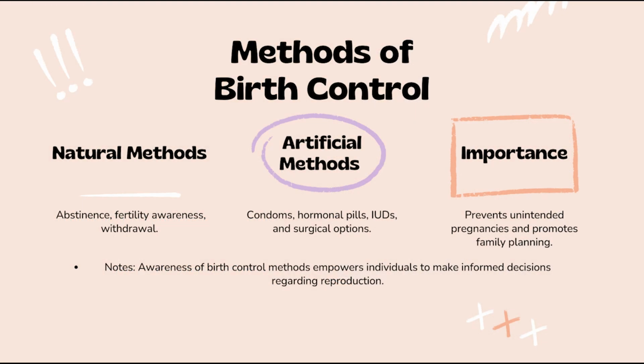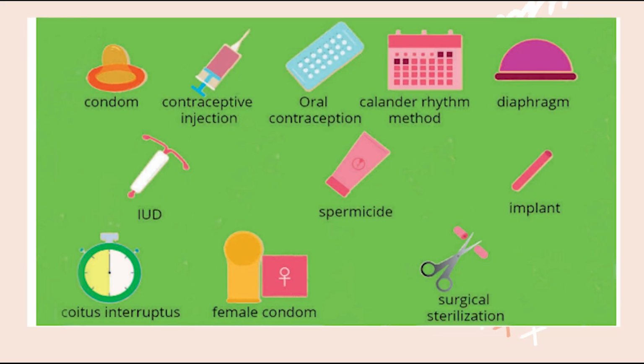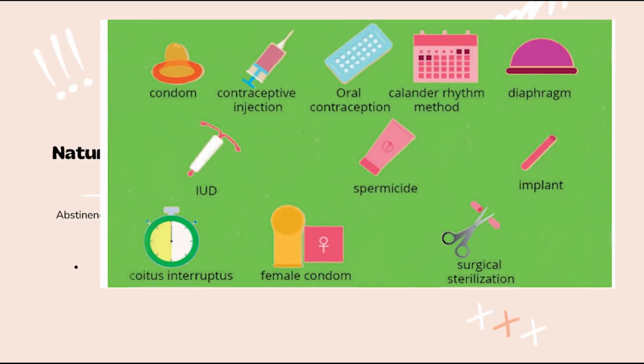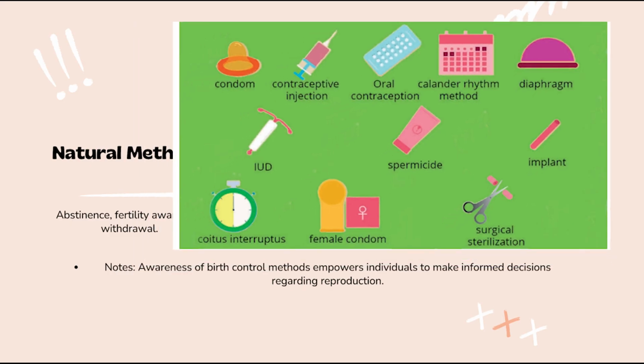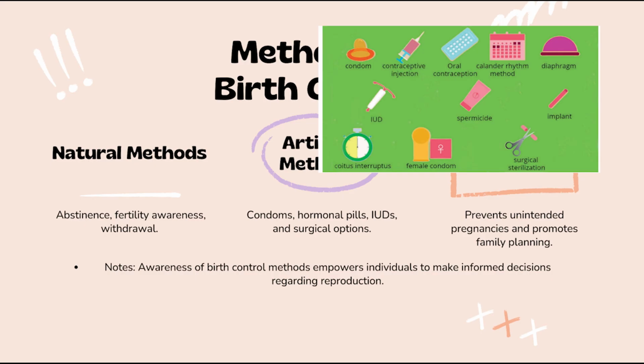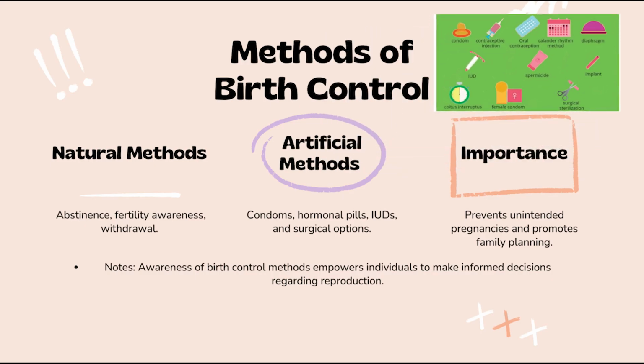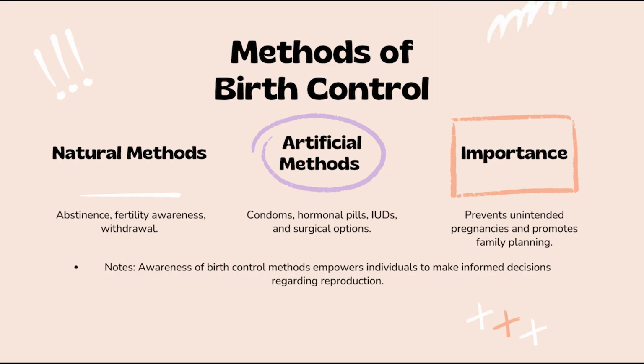Methods of birth control. Birth control allows people to plan and space pregnancy. There are two types, natural methods and artificial methods. Natural methods like abstinence or tracking fertility, whereas artificial methods such as condoms, birth control pills, and IUDs or surgical options. Family planning is important for health and well-being.